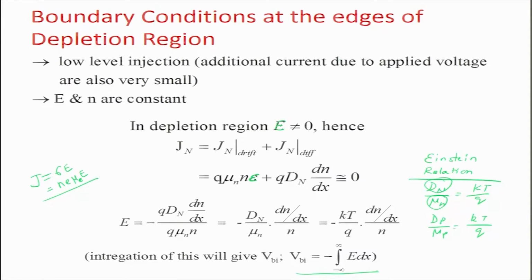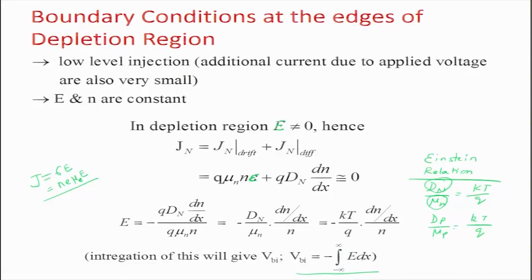The total net electric field within the depletion region, since you know that the electric field is 0 outside the depletion region, whether you integrate from minus infinity to plus infinity, or from minus Wp to plus Wn, it is going to remain the same, because on the other sides it is zero. So, if you integrate it from minus infinity to plus infinity, you are going to get the built-in potential. This built-in potential is nothing but the junction potential at equilibrium, right.